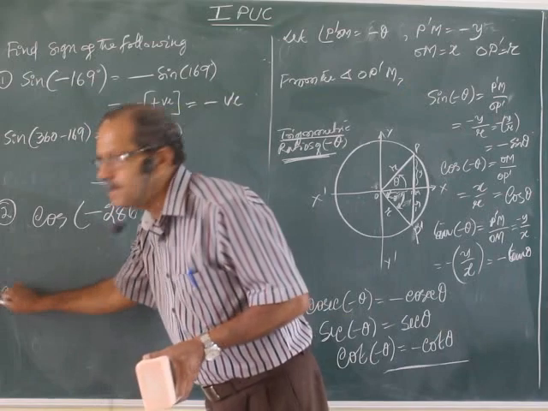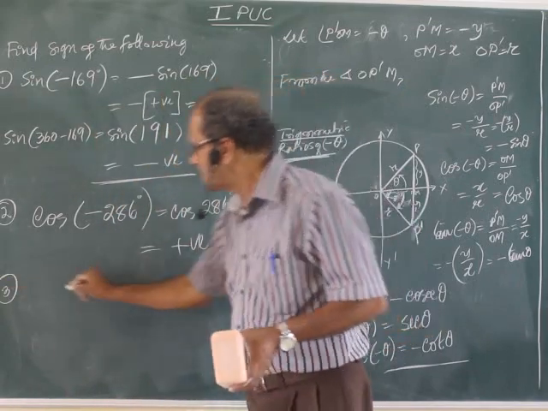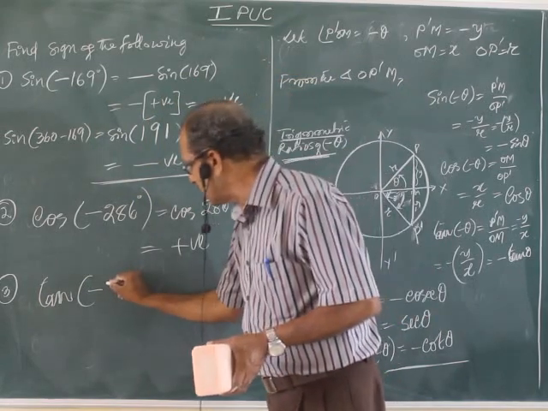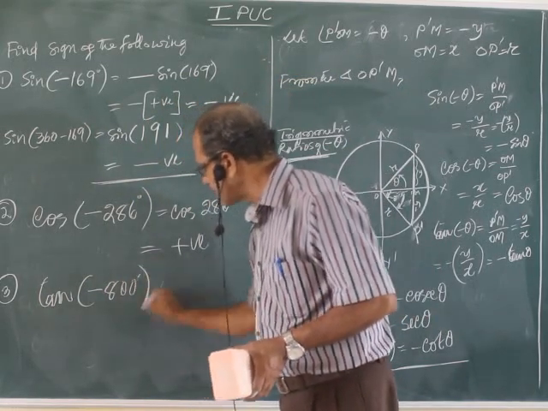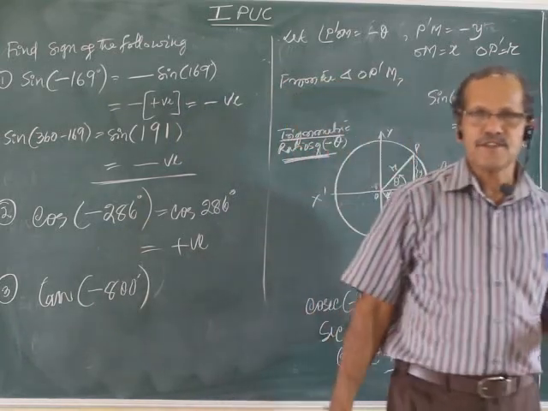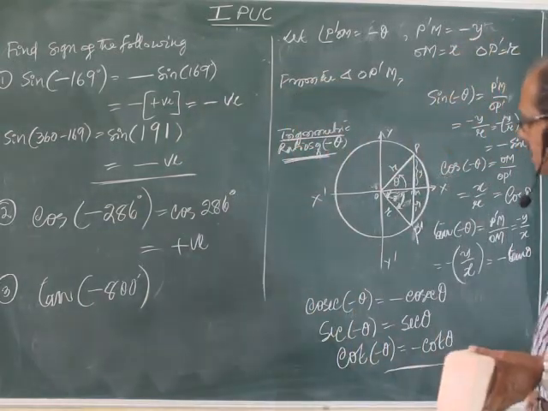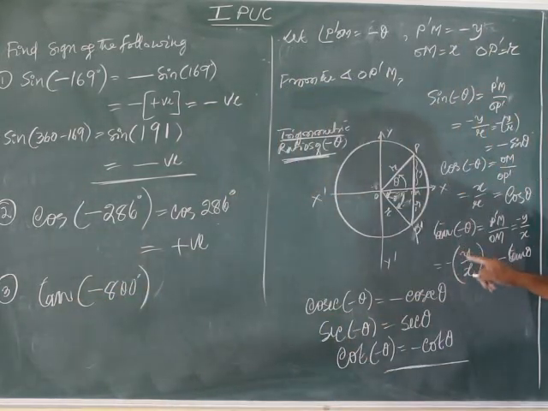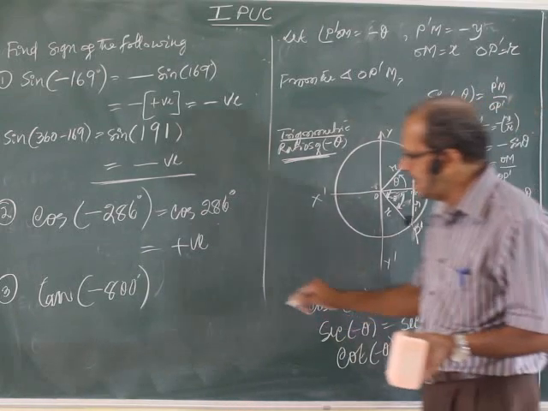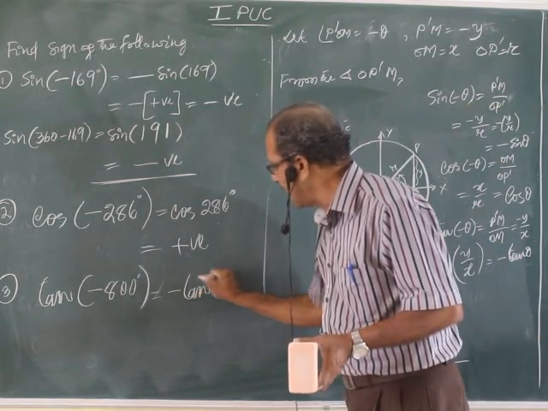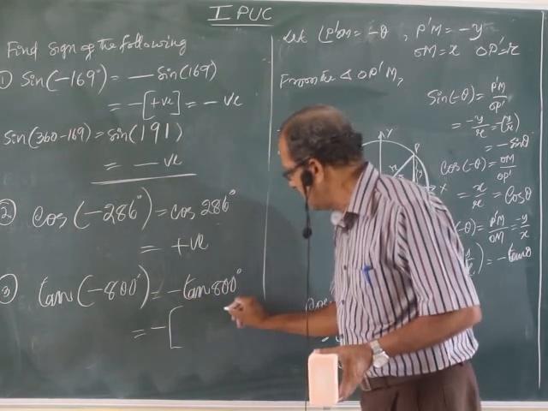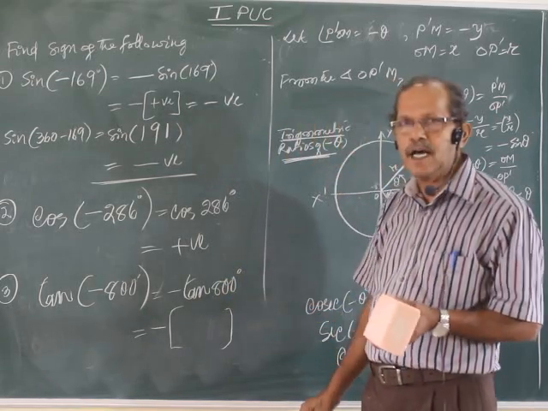Let me take the third one. Tan of minus 800. Tan of minus theta, go back to the formula list here. Tan of minus theta is minus tan theta. So let me write that one first. Minus tan 800.